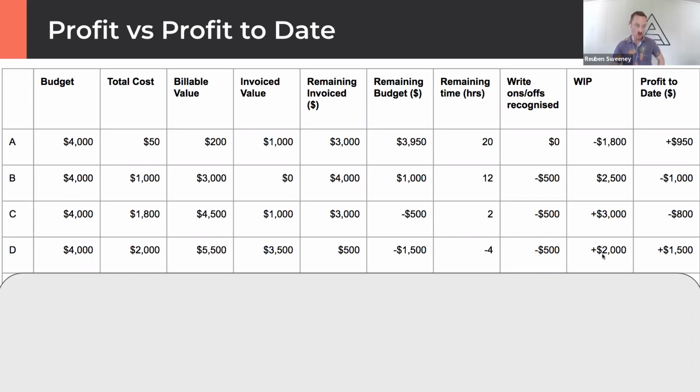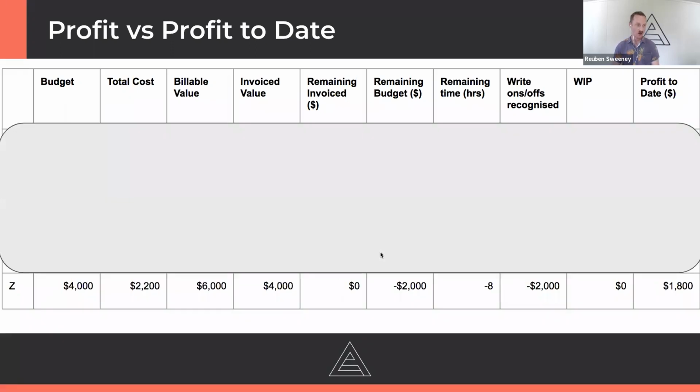Our WIP balance is $2,000, but the chance of me being able to invoice that is pretty slim. I can get away with another $500, but that's it. So my profit to date is $1,500. Is this job going well? Well, I would say not as well as it was previously because it's still going. So even though that's a big jump, it is very misleading looking at profit to date alone.